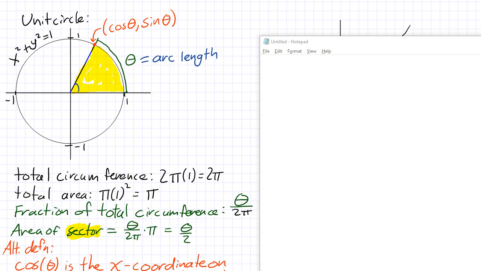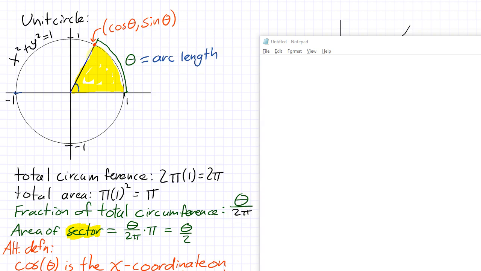So if theta was 2 pi, then that would be like the sector was the whole circle. Then the area inside that sector would just be pi. So another way of looking at this is saying that the fraction of the total circumference is theta over 2 pi. So for example, if theta was pi over here, that would be half of the total circumference. That would be pi divided by 2 pi, which comes out to 1/2, which makes sense. Or if theta was 2 pi, this would be 1 or 100%.